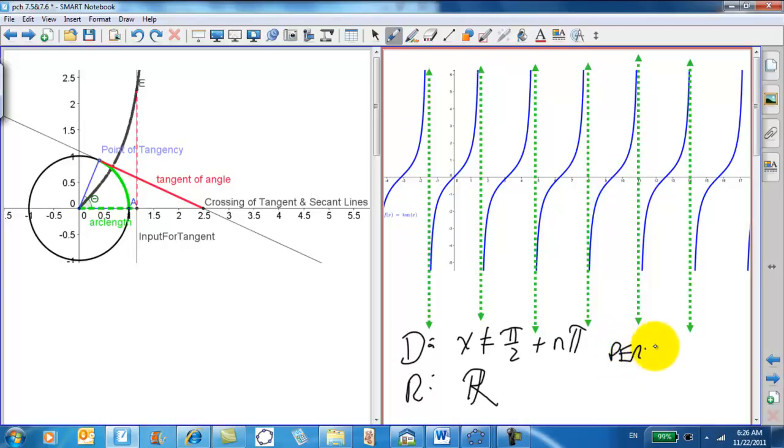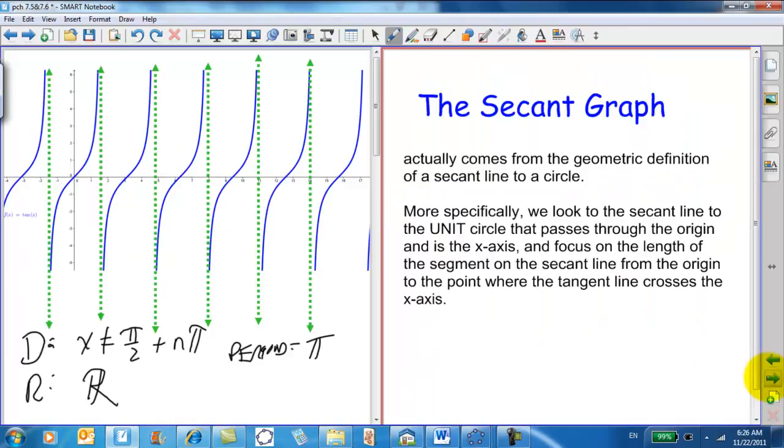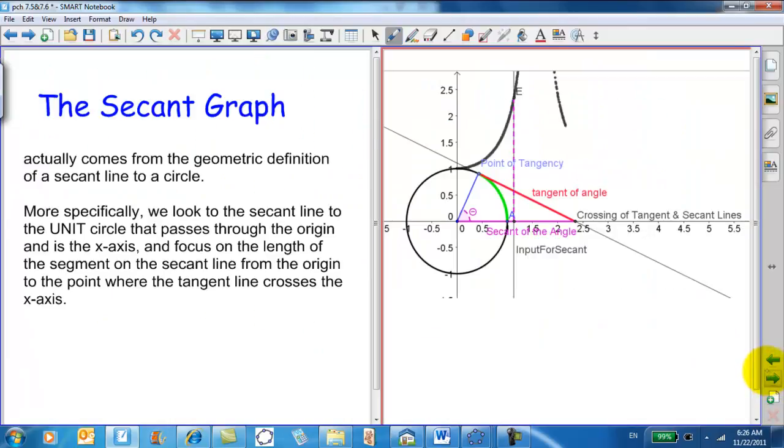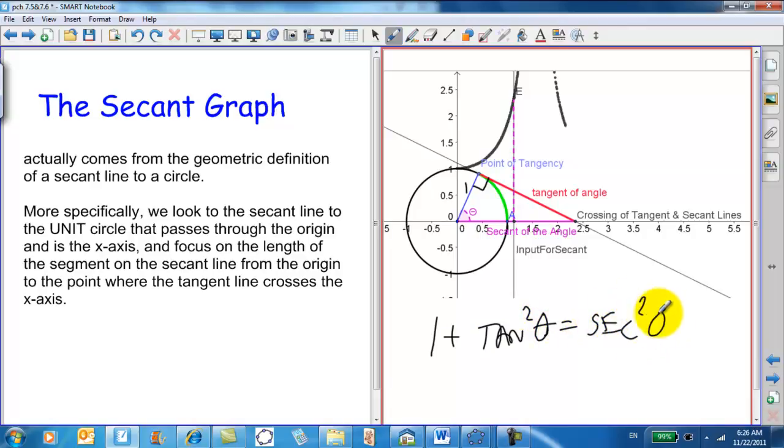And we have a period equal to pi. Not just 2 pi, but pi. Now contrast that with the secant. Remember, we looked at this length. And one thing to recall, remember, this is going to be a right angle, because where a radius comes out to meet the tangent line at the point of tangency forms a right angle. And that creates, given our radius of 1 on the unit circle, one of our key Pythagorean identities, 1 plus tangent squared theta equals secant squared theta, because of that right triangle.